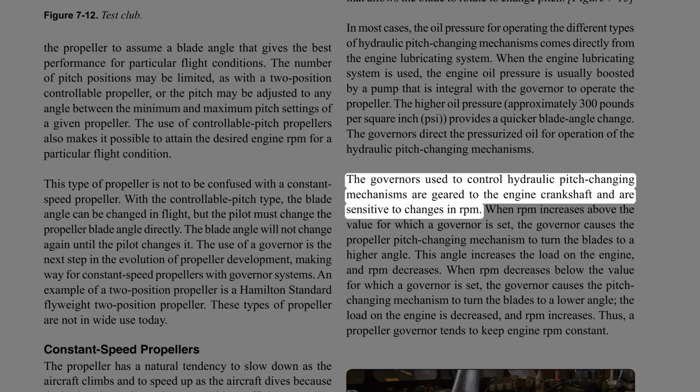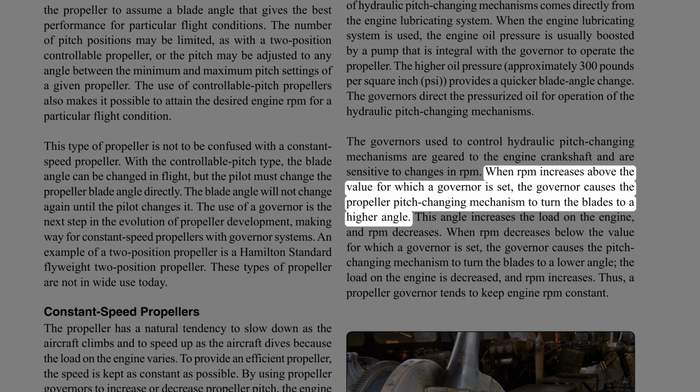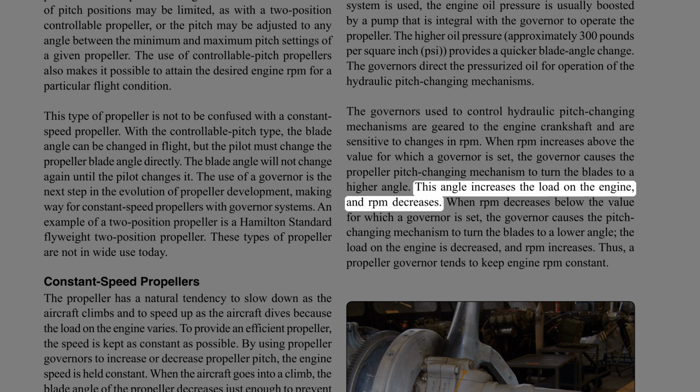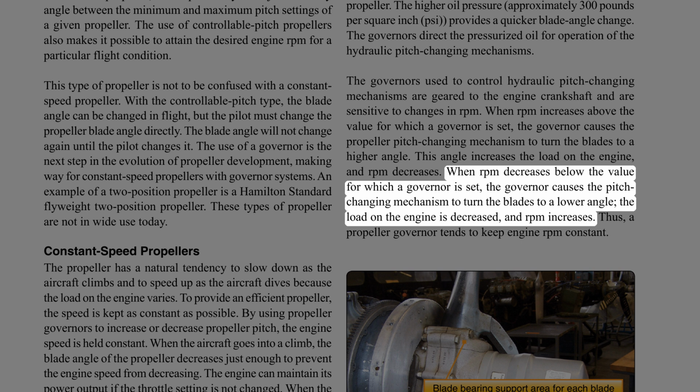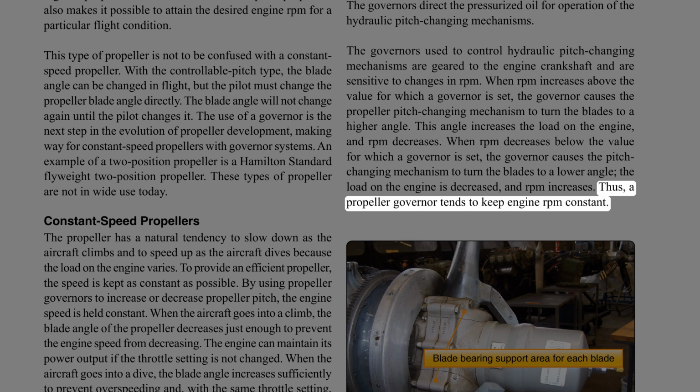The governors used to control hydraulic pitch-changing mechanisms are geared to the engine crankshaft and are sensitive to changes in RPM. When RPM increases above the value for which a governor is set, the governor causes the propeller pitch-changing mechanism to turn the blades to a higher angle. This angle increases the load on the engine, and RPM decreases. When RPM decreases below the value for which a governor is set, the governor causes the pitch-changing mechanism to turn the blades to a lower angle. The load on the engine is decreased, and RPM increases. Thus, a propeller governor tends to keep engine RPM constant.